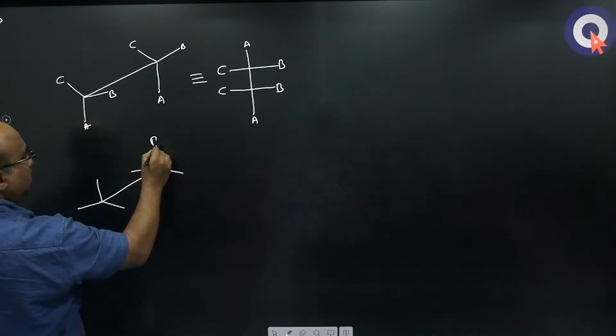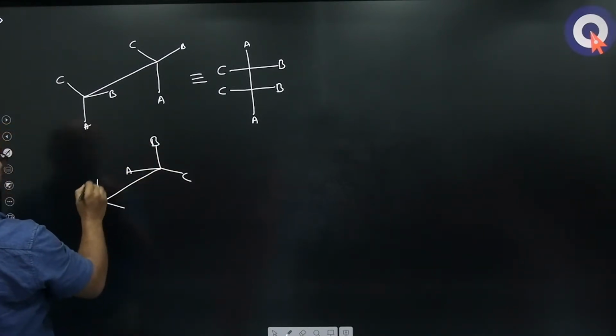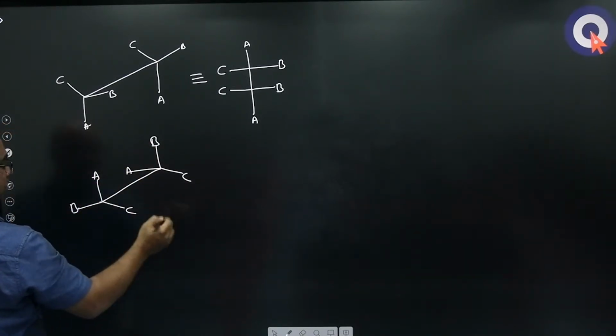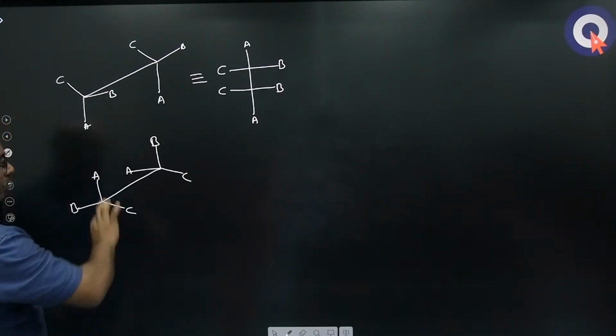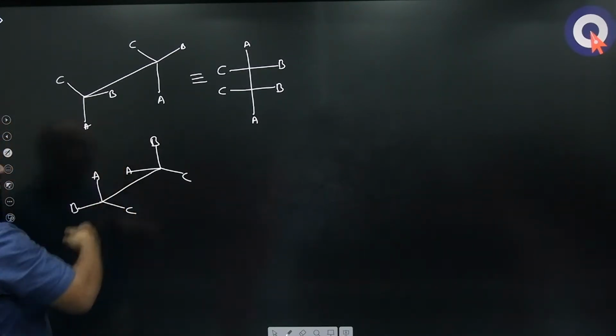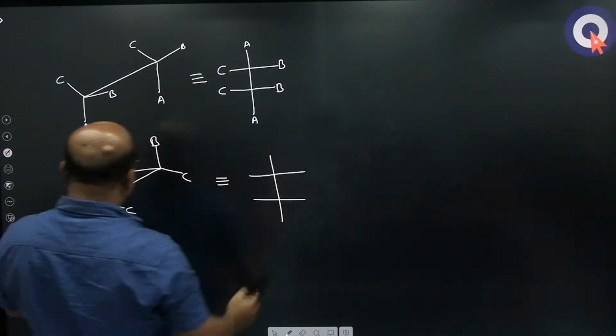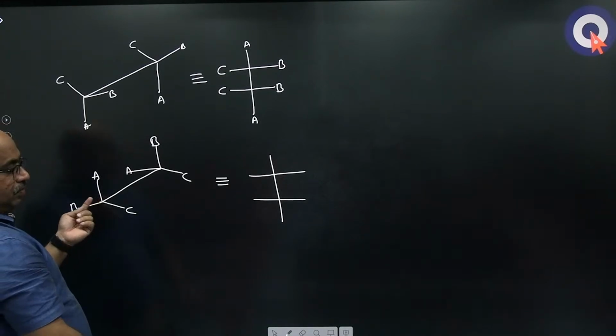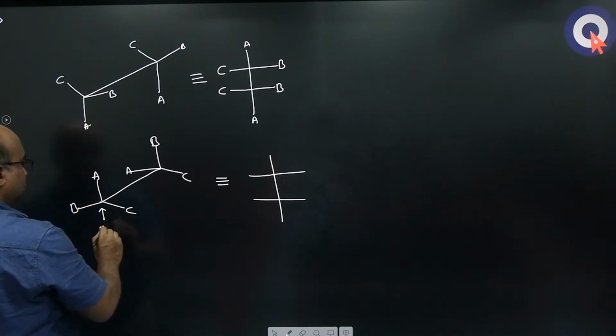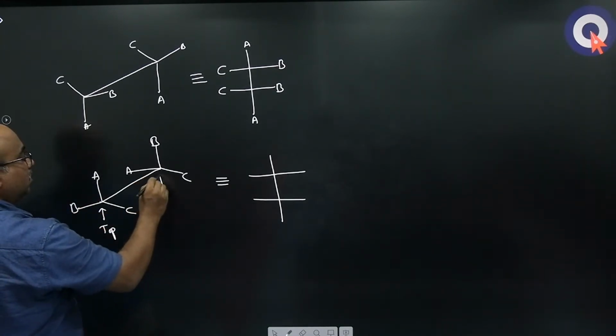Suppose it is B, C, A, let us say A, B, C. Just holding the molecule like this, I simply write it. This is a top carbon now. So this will become the top, and this will become the bottom.